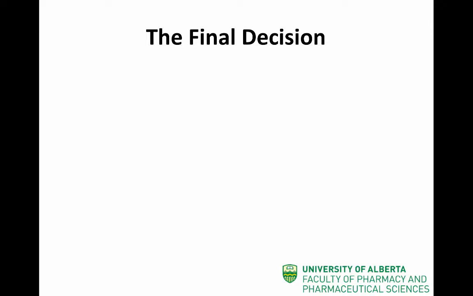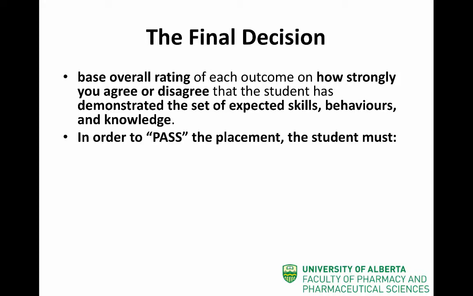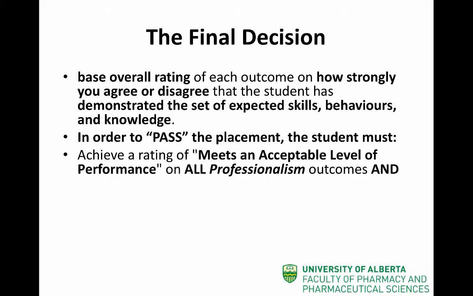So the final decision. This is where we've made a slight change, but it's an important change, and it's meant to promote a more honest and realistic opportunity for preceptors to apply a judgment. In order to actually pass the placement, the student now must achieve a rating of meets an acceptable level of performance on all professionalism outcomes. So this is an all or none game. When it comes to professionalism, there cannot be any needs improvements.